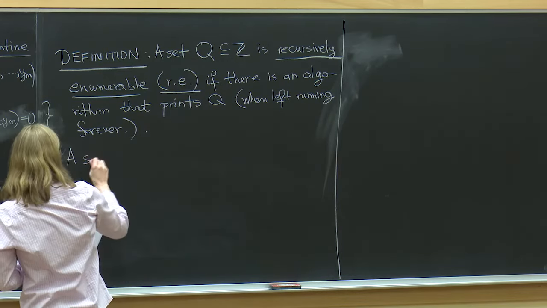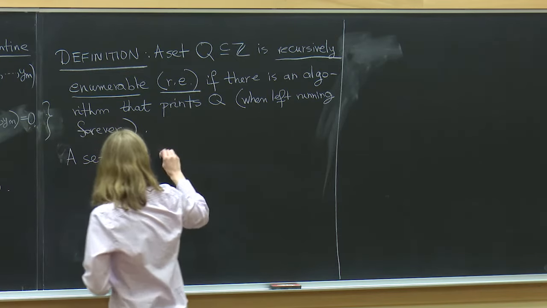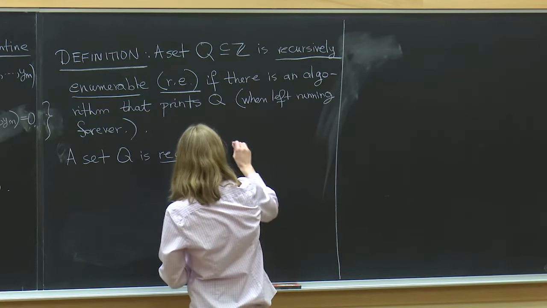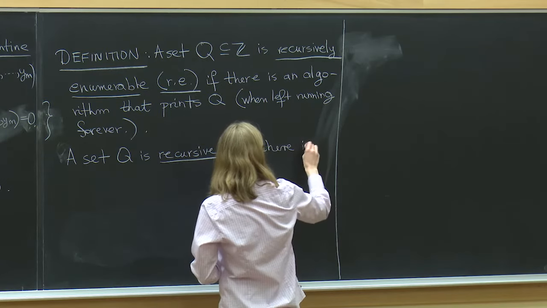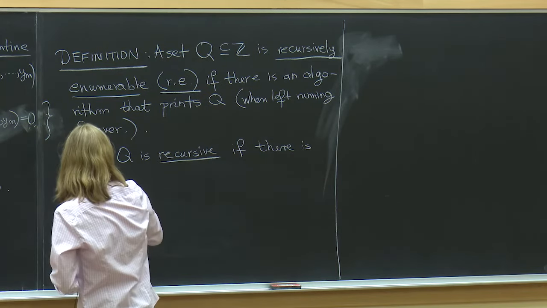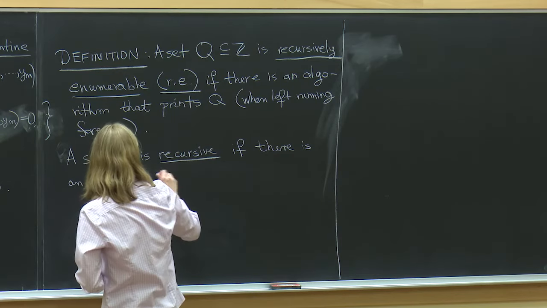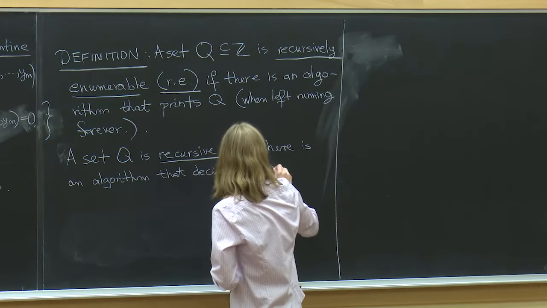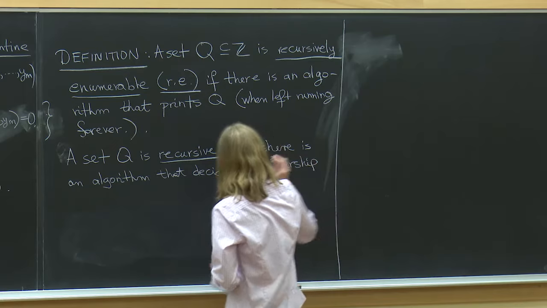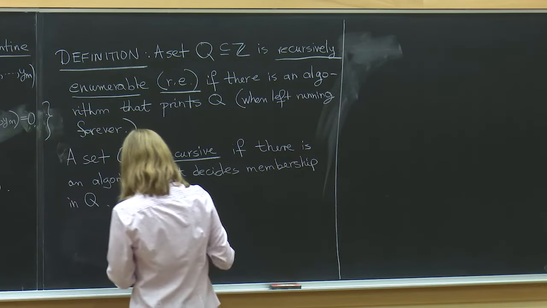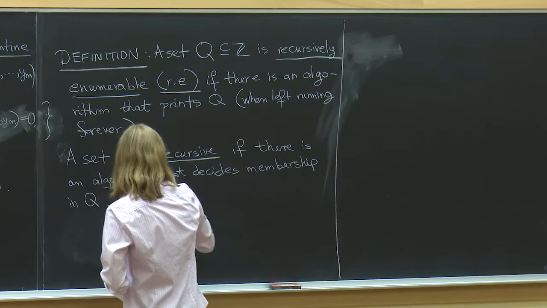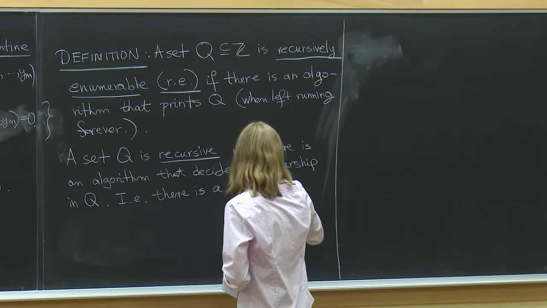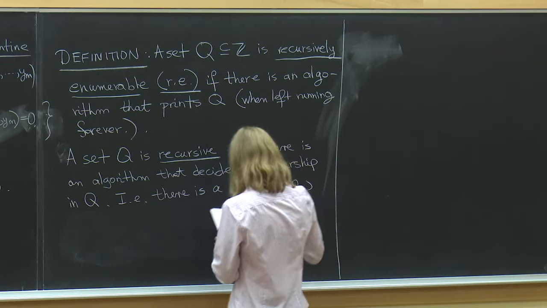And then there's also a stronger notion, and that is the one of being recursive. And that is if there is an algorithm that decides membership. So that means you wrote some kind of computer program, and I enter an element, an integer into it.